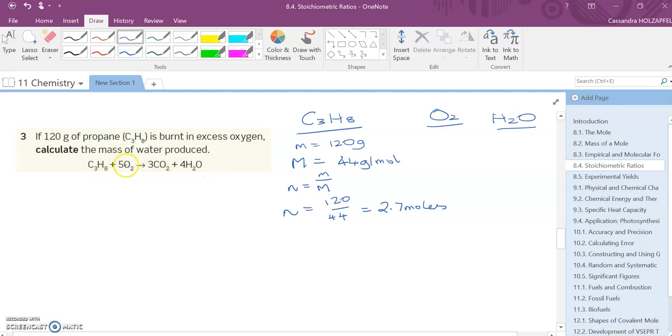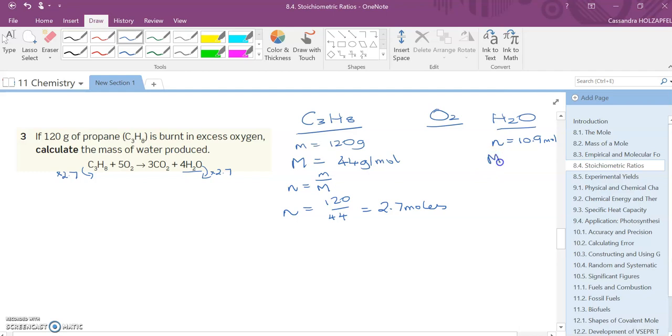Okay, so as you can see here, we've got 1 mole of this is reacting to produce all of this, and we've got an excess amount of oxygen. And you can see that we've actually got 2.7 moles of this, so we're going to multiply this entire equation by 2.7. So that means we're going to multiply 4 by 2.7 as well, and that's going to give us how many moles of water is being produced. So times that answer there by 4, and I've got 10.9. So I can write the number of moles is equal to 10.9 mole.